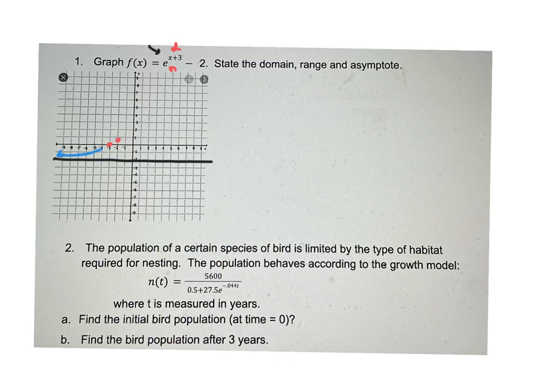Connect the dots. There's your graph. Now I need to be able to see those dots, by the way. The domain is going to be all real numbers. The range is going from -2 to infinity with the parentheses, and the asymptote is at y equals -2. That's all you got to do on that one.